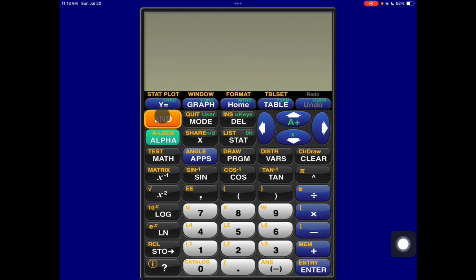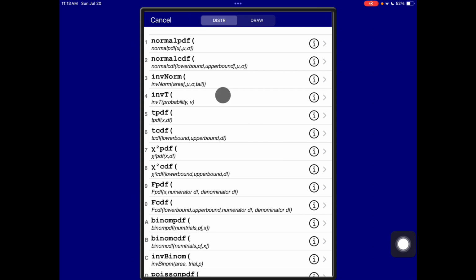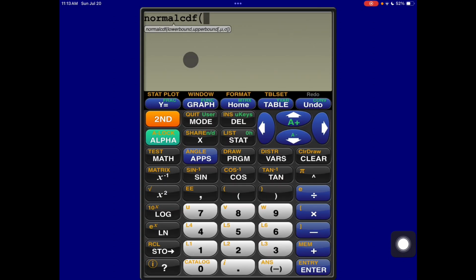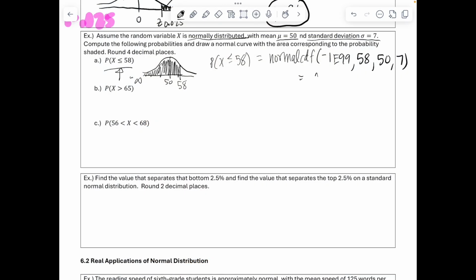On the graphing calculator, we're going to go to second, vars, normal CDF, type in our lower bound, which is -1 E, which again you need to do second, comma, 99, comma, we have 58 as our upper bound, comma, our mean, which is 50, comma, our standard deviation, which is 7. Close your parentheses, select enter, and we get our probability that we need around 4 decimal places. From the calculator, we get an answer of 0.8735.